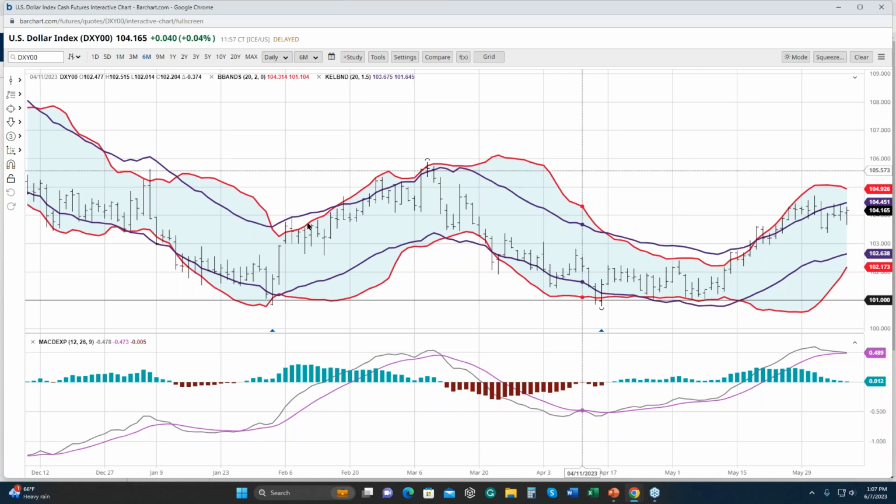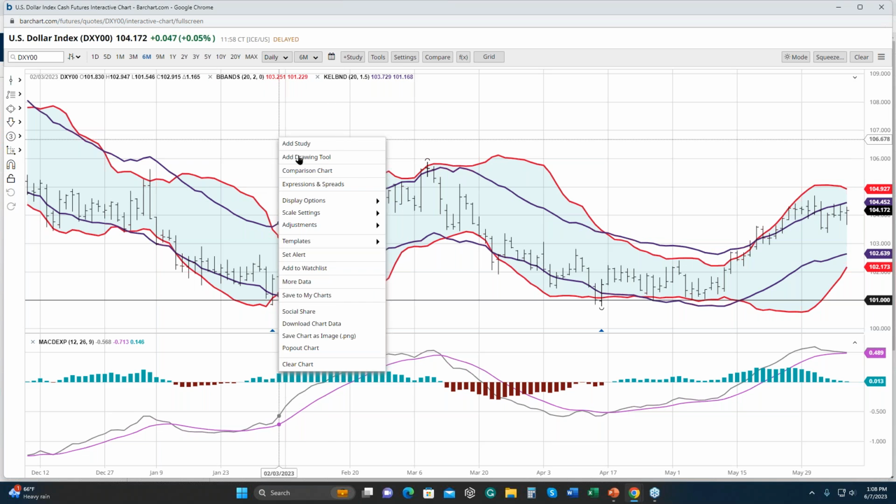First of all, the red lines here represent the outer bands of our Bollinger Band indicator, our standard deviation. The blue shaded area is the area between the two bands. The dark blue line represents the Keltner channels. The theory of the squeeze is that when the bands of the Bollinger Band come inside of the Keltner bands, that's when the squeeze is on. That's when volatility has gotten to a very low period.